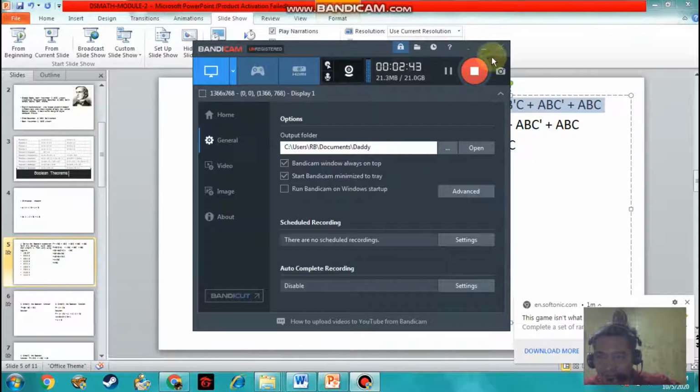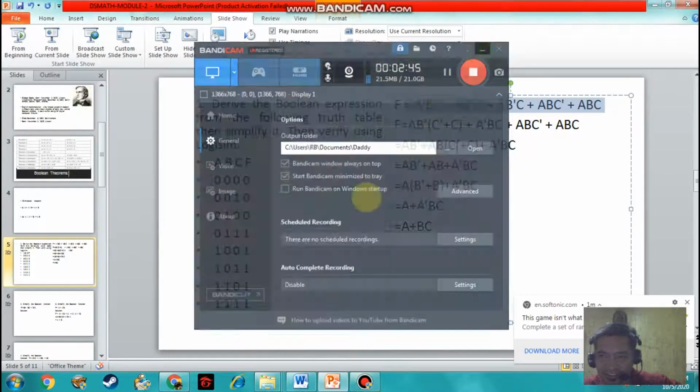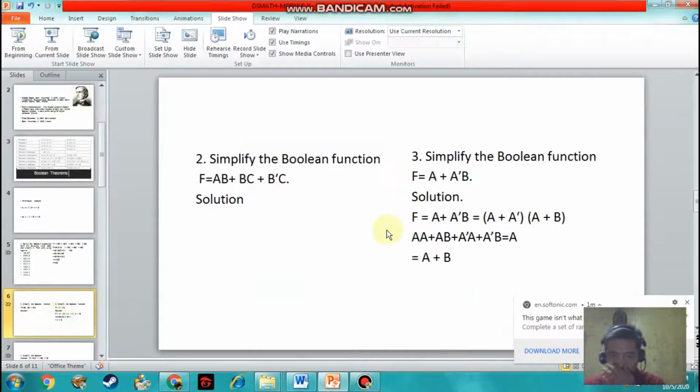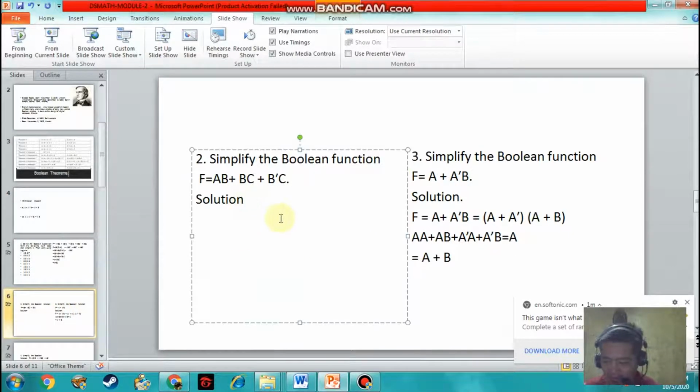Yan, tinitignan ko yung timer ko. 10 minutes lang kasi. Okay. Para akong buzzer beater, no? Magbabasketball. Okay. Let's go. Let's try this one.